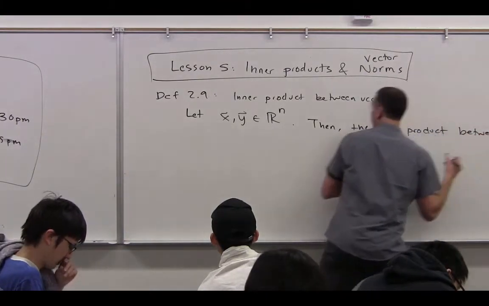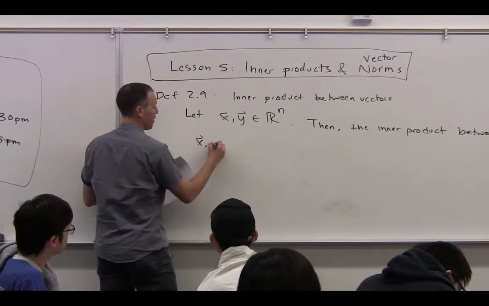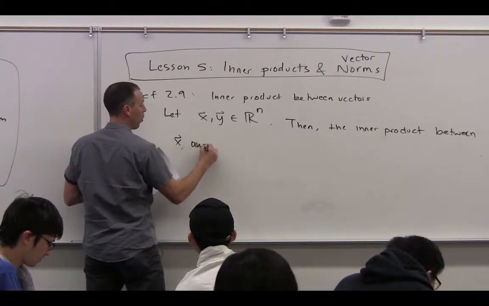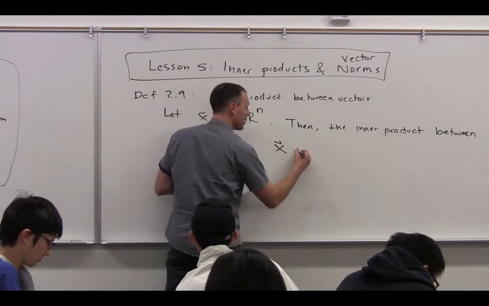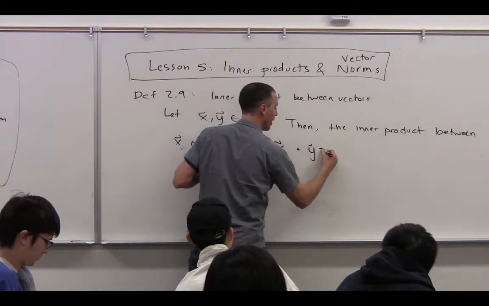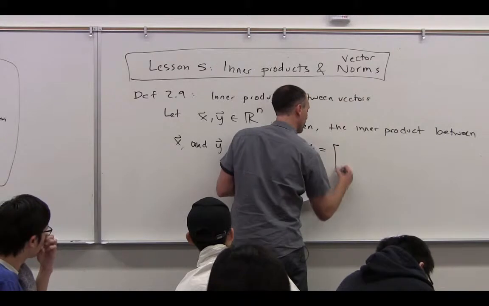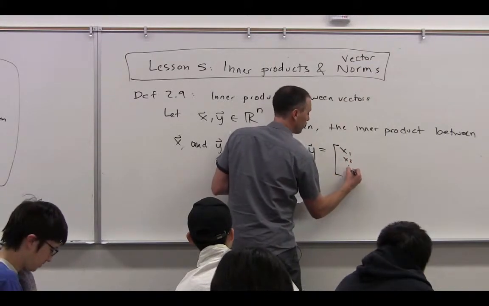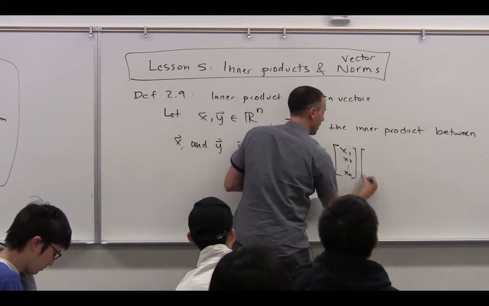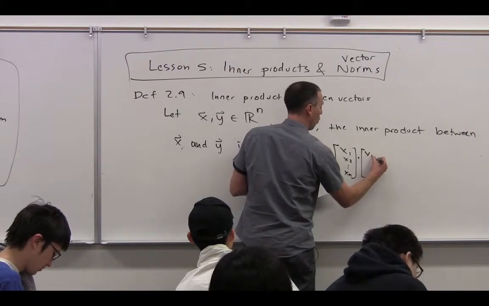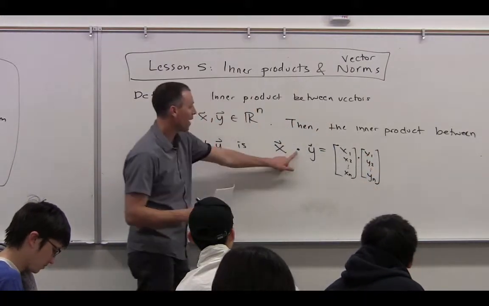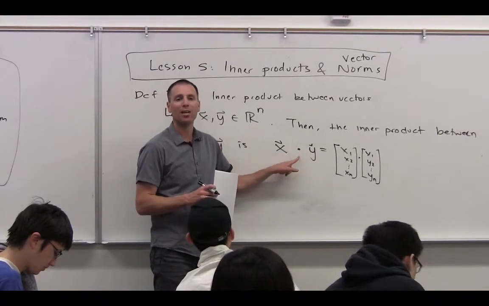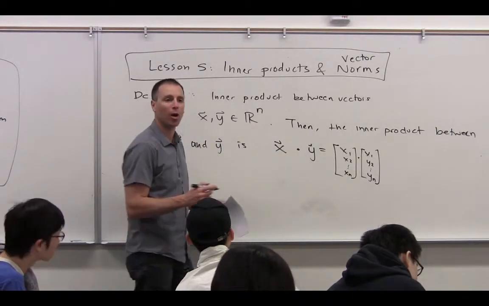Between x and y is, now I'm going to write x dot y, and then this would be, if we look at this is x1, x2, all the way down to xn, and then this is dotted with y1, y2, all the way down to yn. How would I know that that dot represents an inner product and not a scalar vector product?